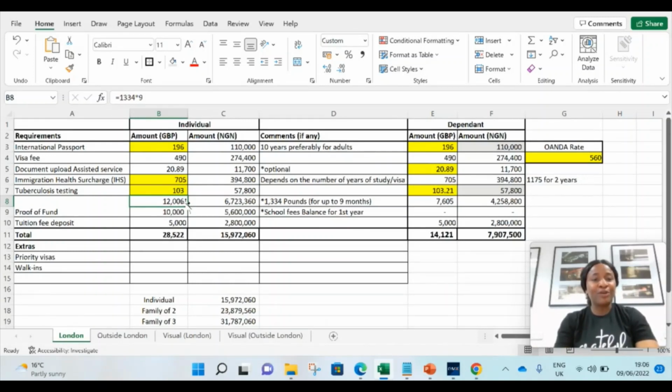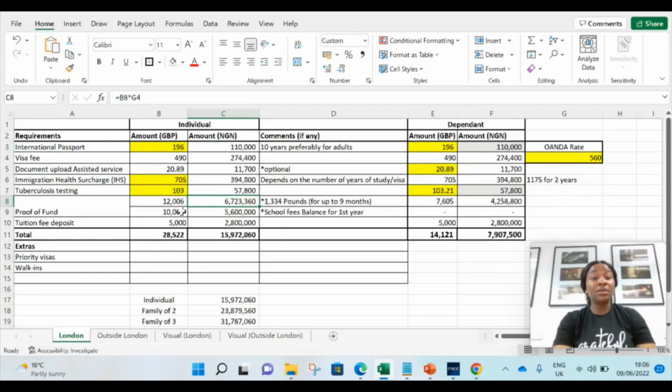£12,006 for the maintenance fund for a student, which is about 6.7 million naira with the exchange rate. I told you I added like 35 naira per pound. That's why instead of having 525, I have 560 here to be on the safer side. I'm just rushing. I don't want this video to be too long.